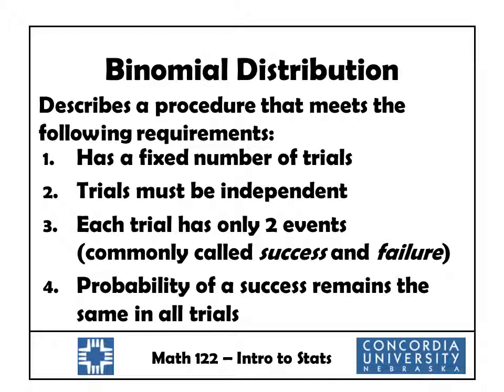Okay. Now, one specific type of distribution we talked about was the binomial distribution, which describes a certain type of procedure that meets the following requirements. We have a fixed number of trials. They must be independent. And the third one here is the most important one, that we have two events that we call a success and a failure. And that's where the bi in binomial comes from.